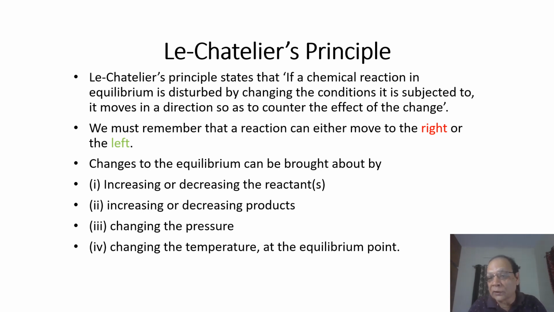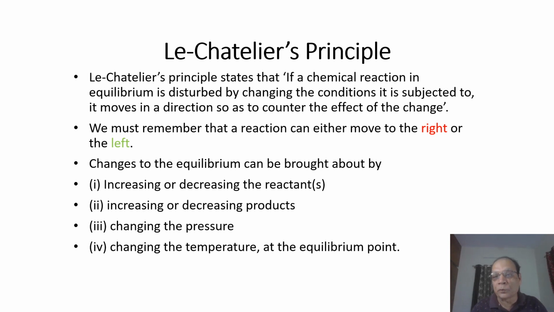That is, if any disturbance or stress is brought about on the reaction which is at equilibrium, the reaction moves in a direction either right towards the products or left towards the reactants, and it counters the effect of change and restores the Kc. So Kc will be increased or decreased, but the reaction moves in such a direction that the Kc is restored. So we must remember that the reaction can either move to the right or the left.